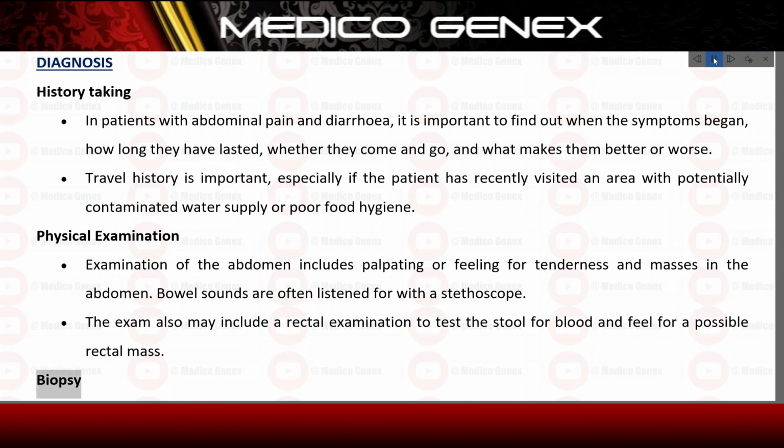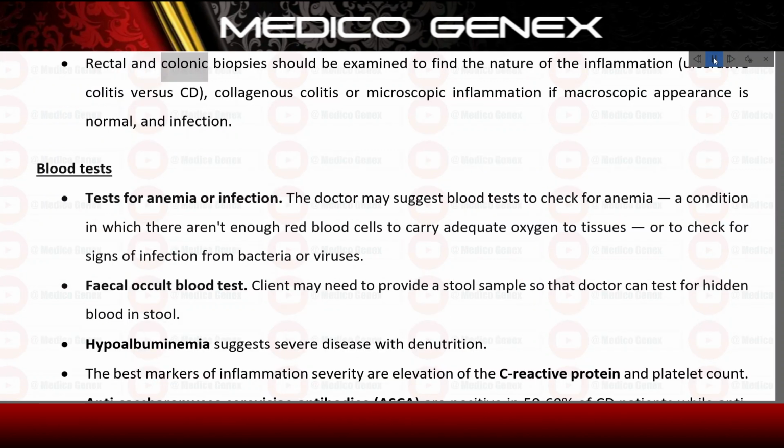Biopsy. Rectal and colonic biopsies should be examined to find the nature of the inflammation, ulcerative colitis versus CD, collagenous colitis or microscopic inflammation if macroscopic appearance is normal, and infection. Blood tests. Tests for anemia or infection. The doctor may suggest blood tests to check for anemia, a condition in which there aren't enough red blood cells to carry adequate oxygen to tissues, or to check for signs of infection from bacteria or viruses.